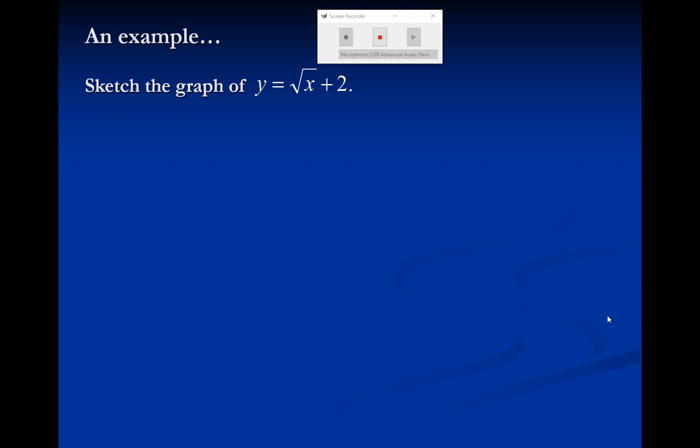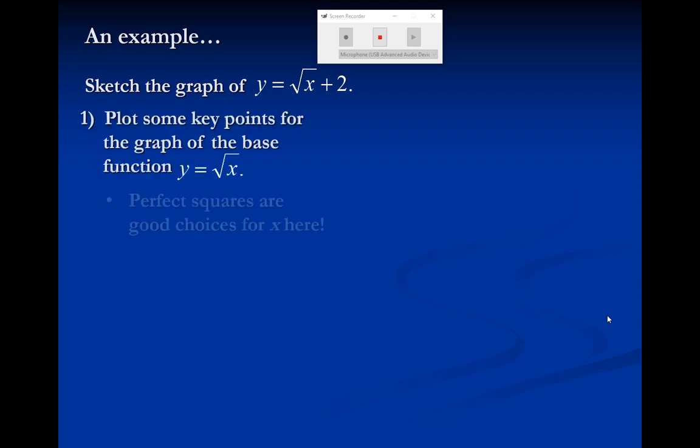Okay? So again, this should be easy, but remember, as the next 3 or 4 days go by, we're going to have to juggle 3 or 4 easy things at once. That's what's going to be the challenge here. So this will be pretty straightforward. Plot some key points for the base function of y equals root x. Perfect squares are a good choice here. Yeah, use things that can square root. So here they are.